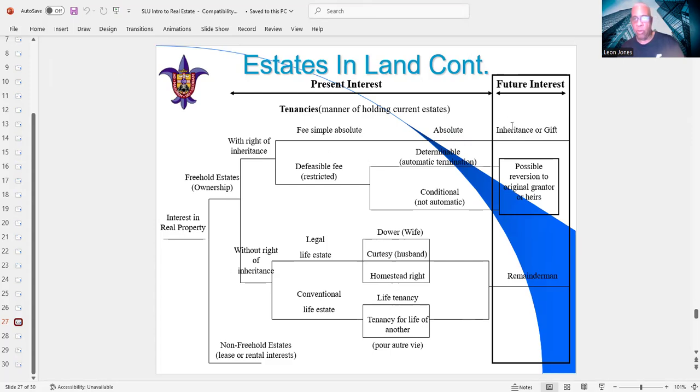And then you go into your future, inheritance or gift, possible reversion to original grantor or heirs, or remainderman.